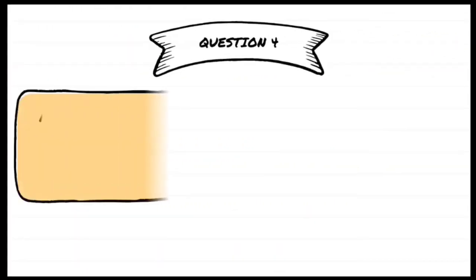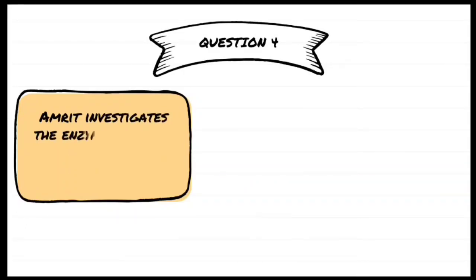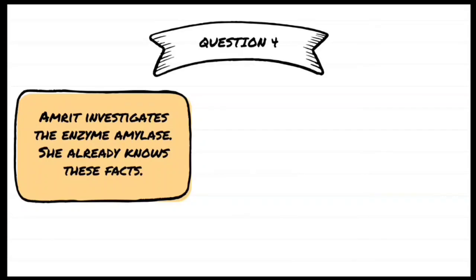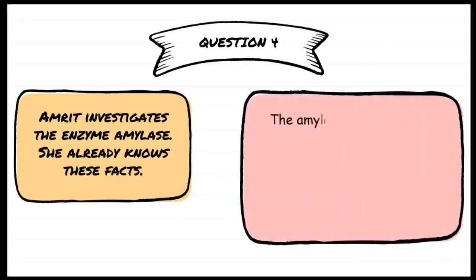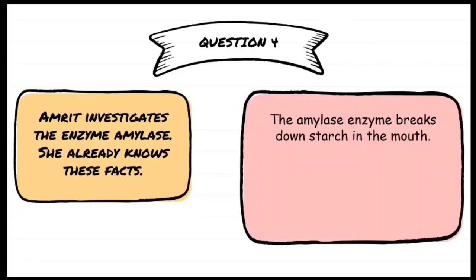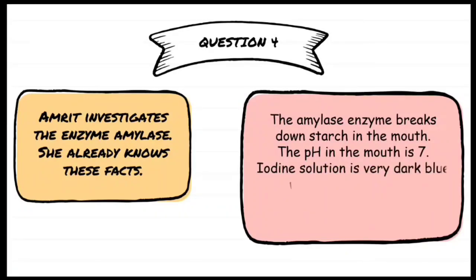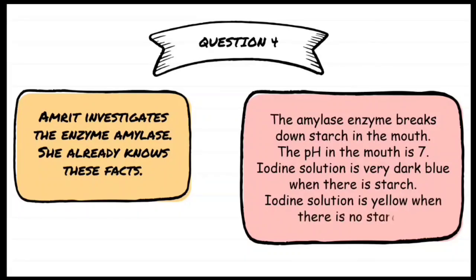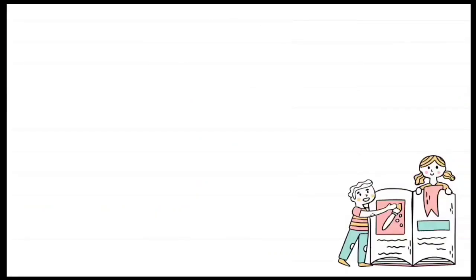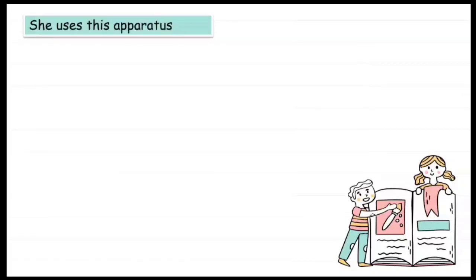Question 4. Amrit investigates the enzyme amylase. She already knows these facts. The first fact: the amylase enzyme breaks down starch in the mouth. The pH in the mouth is 7. Iodine solution is very dark blue when there is starch. Iodine solution is yellow when there is no starch. She uses this apparatus.